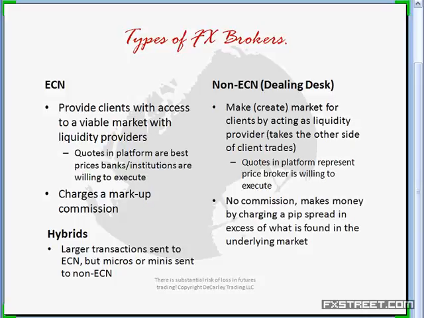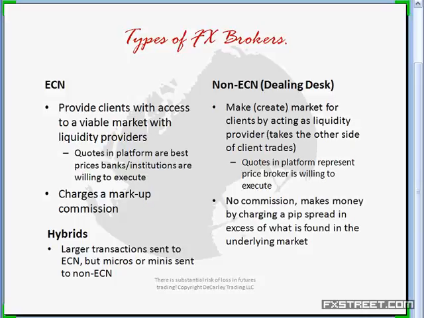With a dealing desk, the brokerage itself makes a market for its clients by acting as liquidity providers. So in other words, instead of trading against banks and institutions, clients are actually trading against their own brokerage firm. If you're trading with a non-ECN broker and you pull up your quote board, you're going to see bids and asks. Well, those bids and asks represent the price that the broker is willing to execute your trade for. If you pull up a platform through an ECN broker, you're looking at quotes that other traders or other market makers are willing to execute for.